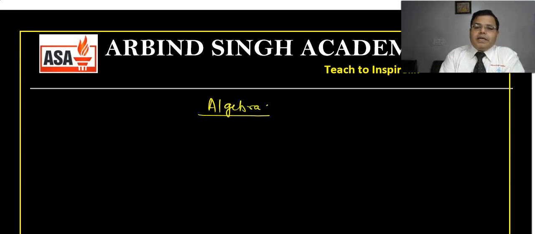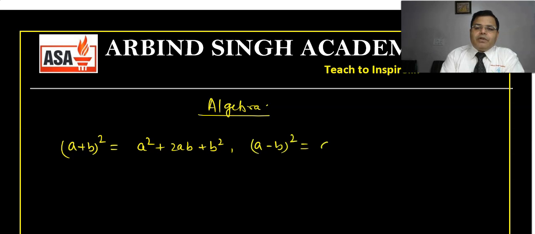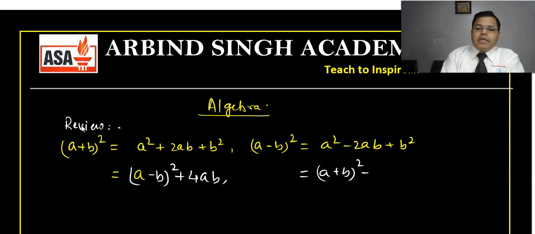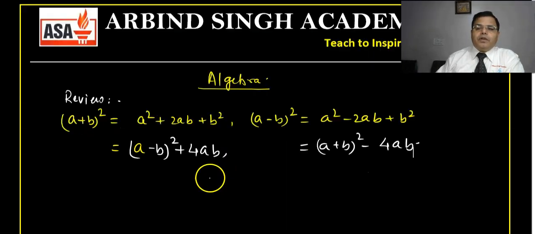In algebra, the basic thing is that you should know some basic formulas. First of all, what you have studied in class 9th or 10th: if there are two variables, then (a plus b) whole square is equal to a square plus 2ab plus b square. (a minus b) whole square is equal to a square minus 2ab plus b square. You may be thinking that we already know all these. Definitely you know these things, but this is a review of the previous one, and here you can write (a minus b) whole square plus 4ab, that can also be written as (a plus b) whole square minus 4ab, right?